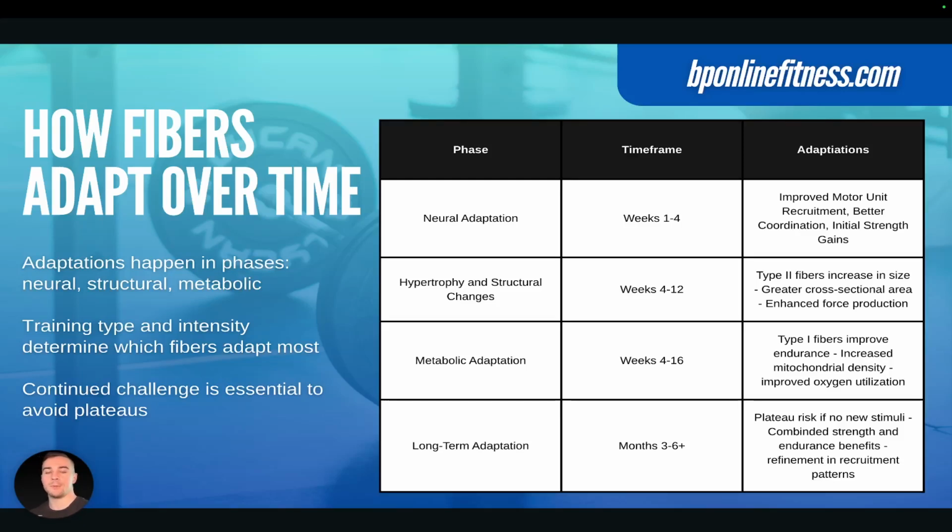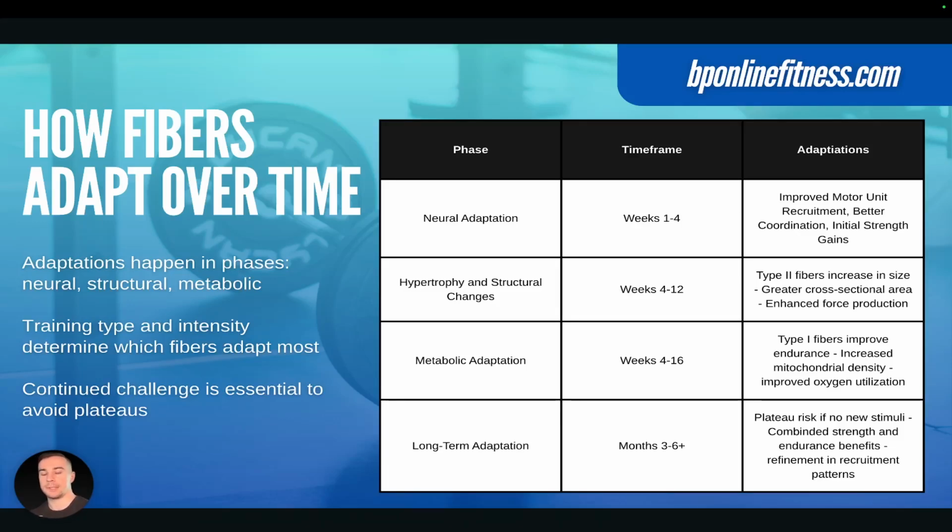Metabolic adaptation. So weeks 4 through 16, type 1 fibers improve through endurance. This is increasing mitochondrial density and improved oxygen utilization. So as you're going through these workouts, again, this isn't just about building our physique. You're having a lot of things under the hood that are really being engaged and that are really helping you overall with your health. You're really helping to improve the different functions of your body. So that's what we're talking about here with the metabolic adaptation.